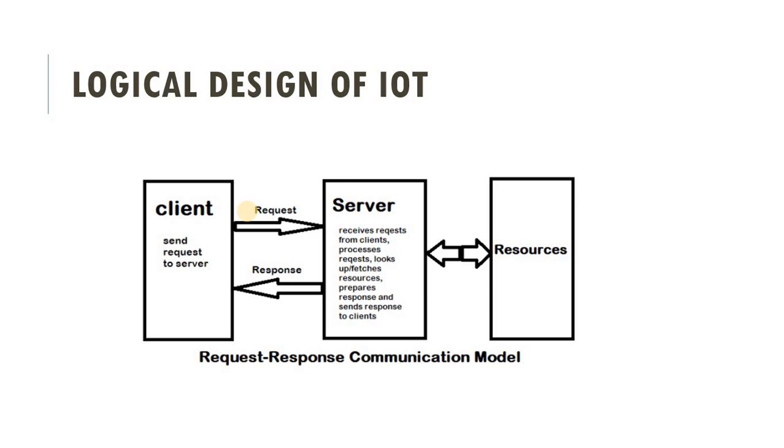So how does the communication happen in the request-response model? Here the client can only ask questions, or we can say make requests, to the server, but the server can't make a request to the client. The work of the server is only to provide a response to the client. So that is the request-response communication model.